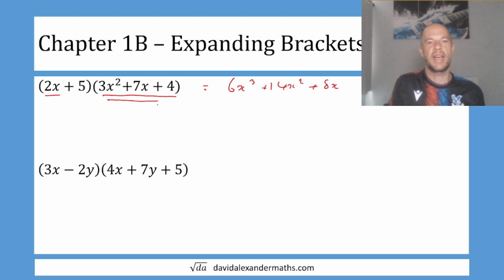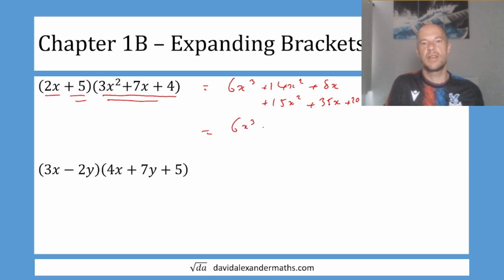Now I'm going to multiply everything in the big bracket by 5. So that's 5 lots of 3x squared, which is 15x squared. I like to write like terms underneath each other, but you can carry on writing, continuing the line if you want, and tidy up afterwards. 5 lots of 7x, which is 35x. And 5 lots of positive 4, which is plus 20. Tidying it all up, that is 6x cubed plus 29x squared plus 43x plus 20.